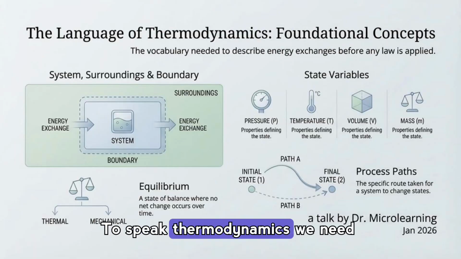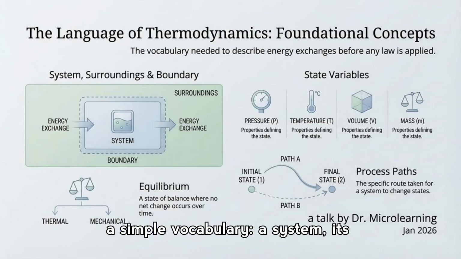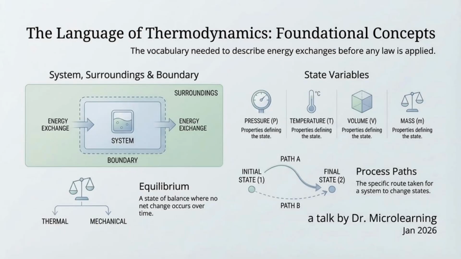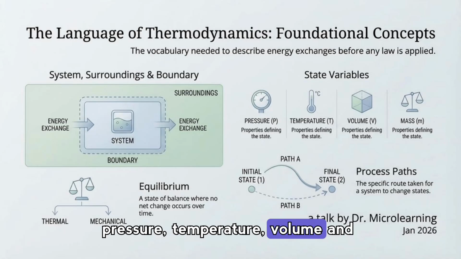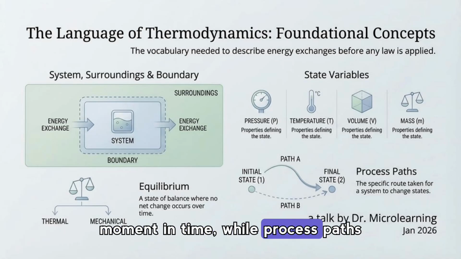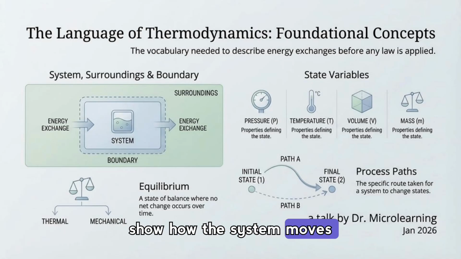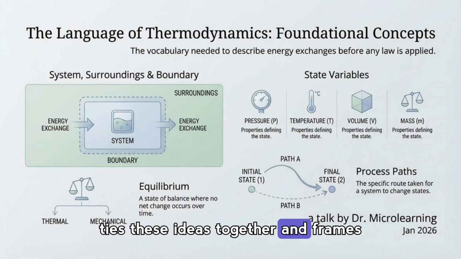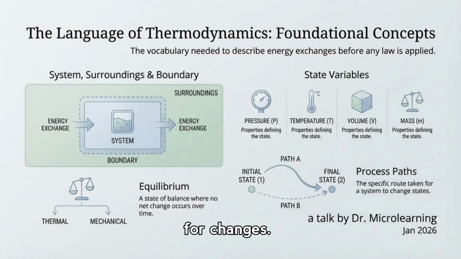To speak thermodynamics, we need a simple vocabulary: a system, its surroundings, and the boundary that separates them. State variables like pressure, temperature, volume, and mass describe the system at a moment in time, while process paths show how the system moves between states. The slide's diagram ties these ideas together and frames equilibrium as the reference point for changes.